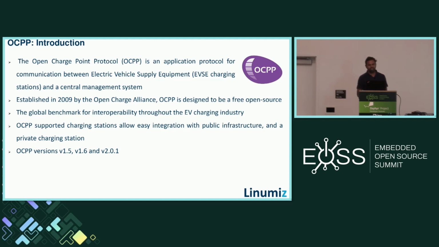So we know the charging station provides power to the electric vehicle, but what is this central management system? It is a kind of backend server which handles the user identity and how much energy has been used by the consumer on different charging stations, and based on that, the billing will be generated. So this database will be maintained by the central management system.